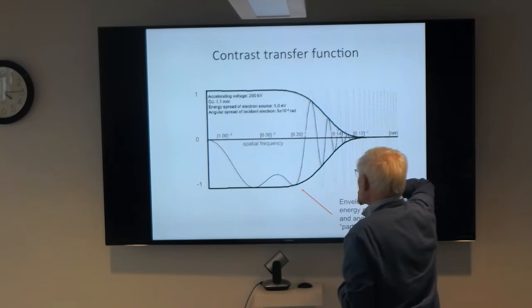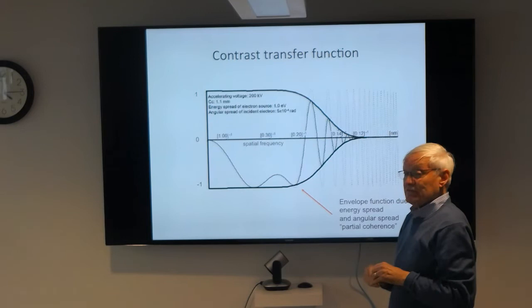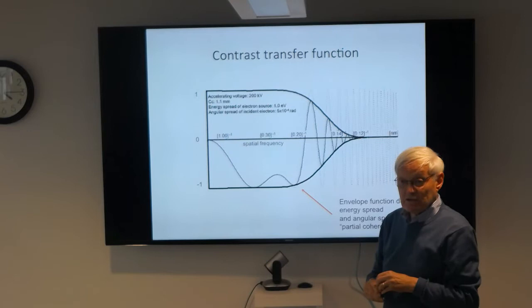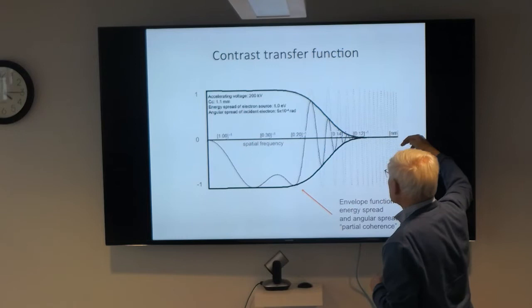Now, partial coherence is not a big deal anymore because the new instruments have very high coherence. The whole point of introducing the field emission gun is to get a very high coherence, and so normally you don't get this effect until much, much later on.